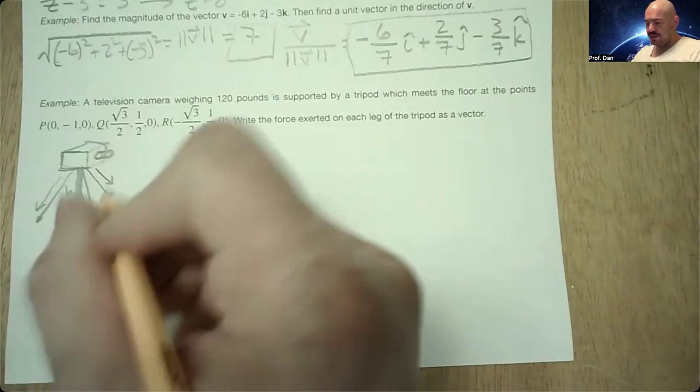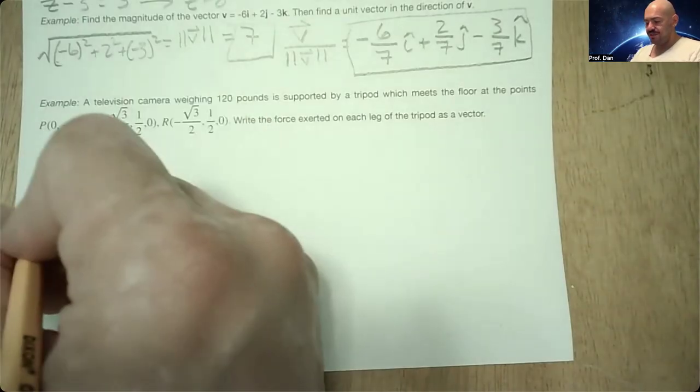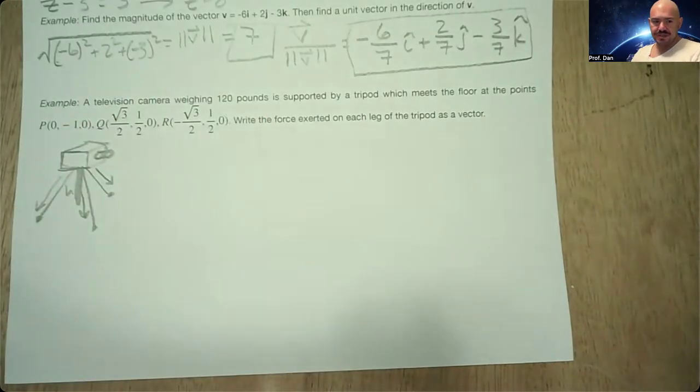Because these are evenly spread out, as is typical with tripods, we know that the force on each leg is going to be equivalent to the force on any of the other legs. So realistically, I only need to know basically one of these vectors. If I know one of them, then I can get what I need for any given leg.